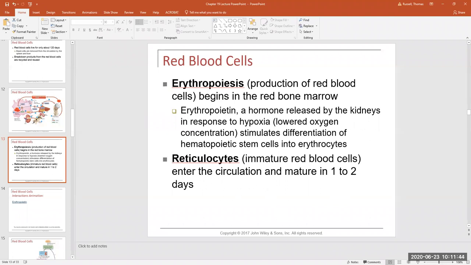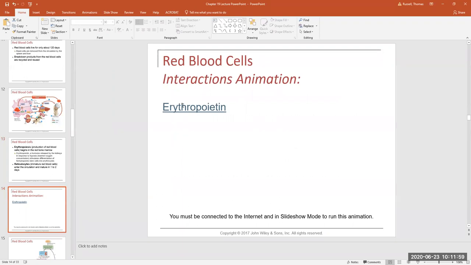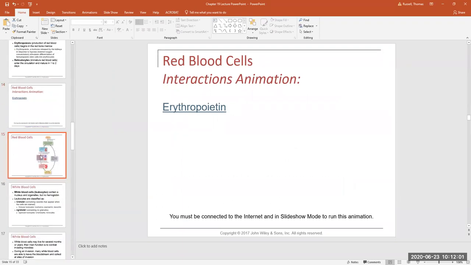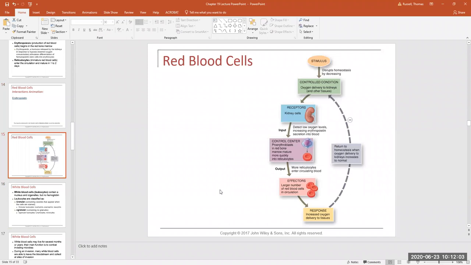So this is an immature red cell, and doctors can do what's called a retic count. They can count your reticulocytes to see how efficiently your red bone marrow is functioning to make red blood cells. I'll put a little animation in here. You can view that, and we're going to learn the feedback loop off of this chart.